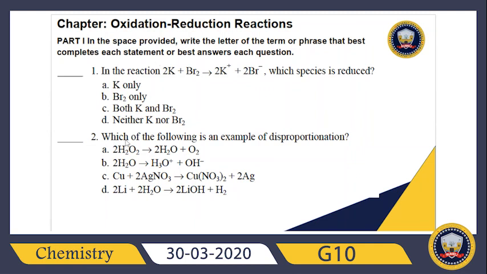Question 2. Which of the following is an example of disproportionation? We took this before. Disproportionation is when the same element or compound acts as both a reducing agent and an oxidizing agent. So the same process happens on it. So it's obvious here the answer is A, this one. So let's continue.